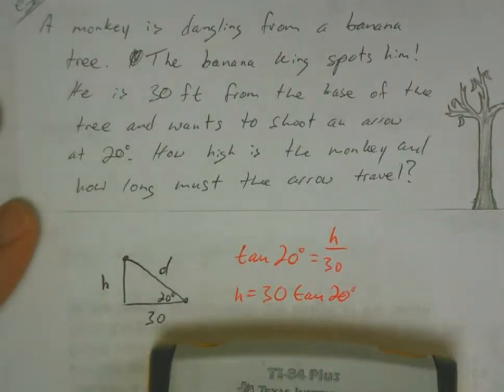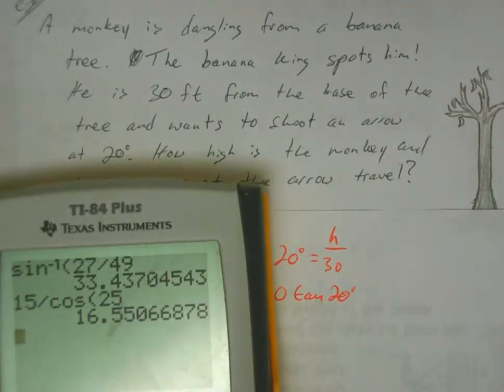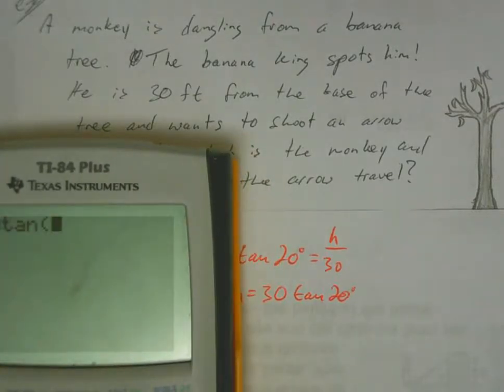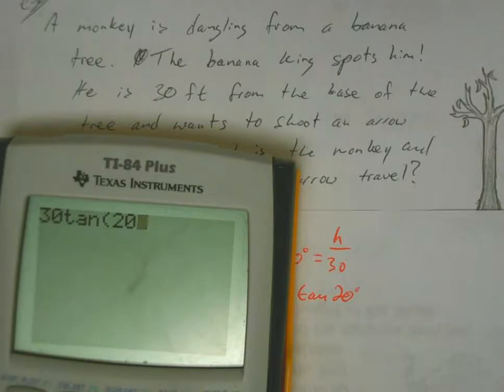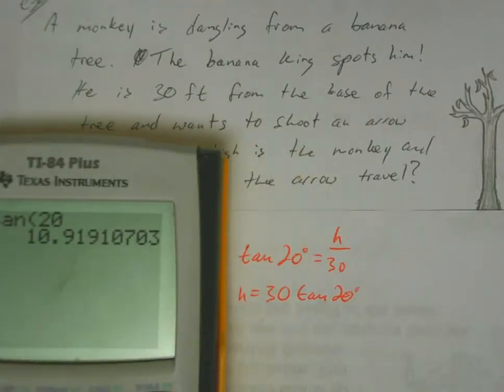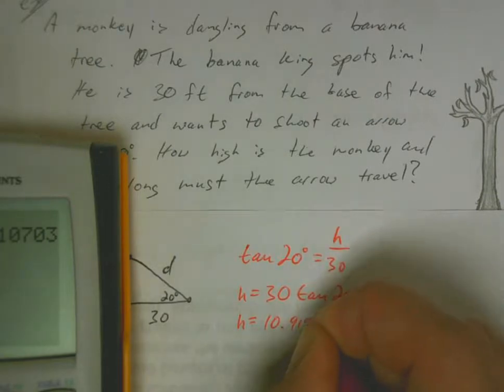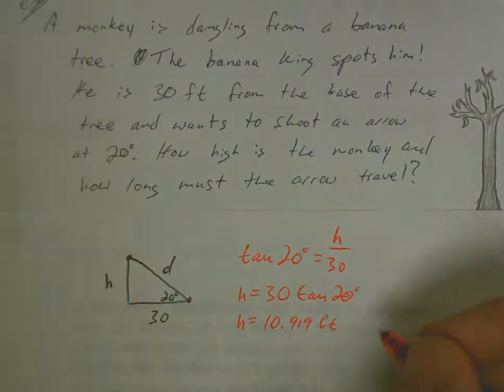Punch it in my calculator just like that. 30, tan, 20. See, it says 30, tan, 20. And my answer is 10.919. So he is 10.919 feet above the ground.